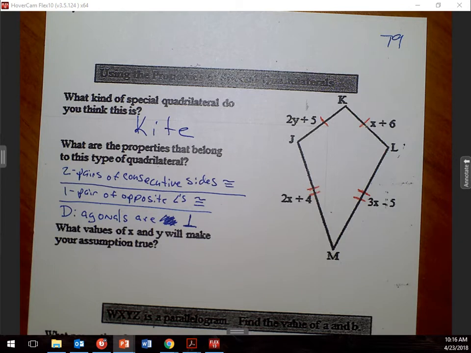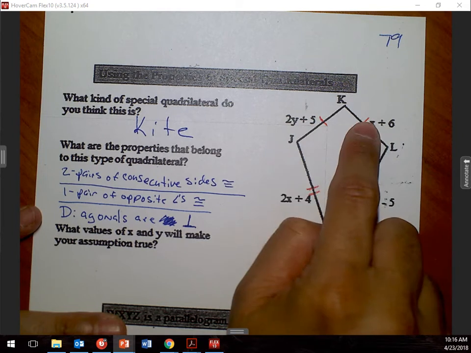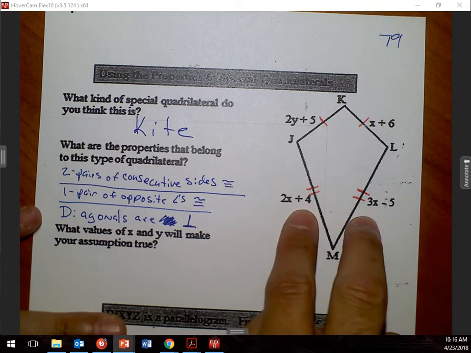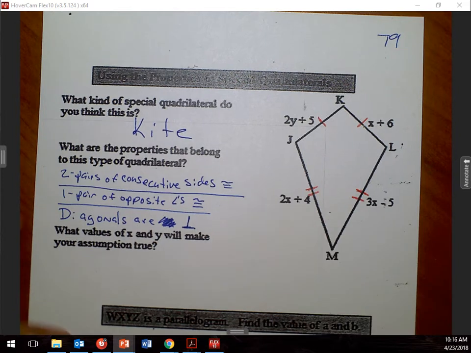If I have to solve for x and y, what am I going to do? Solve for x first. Why? Because you need to find x in order to solve for y. Very good, because this one has a y and that one has an x, right? But if I solve for x, am I using these two? What am I going to do with these two? Set them equal to each other. Very good, set them equal.